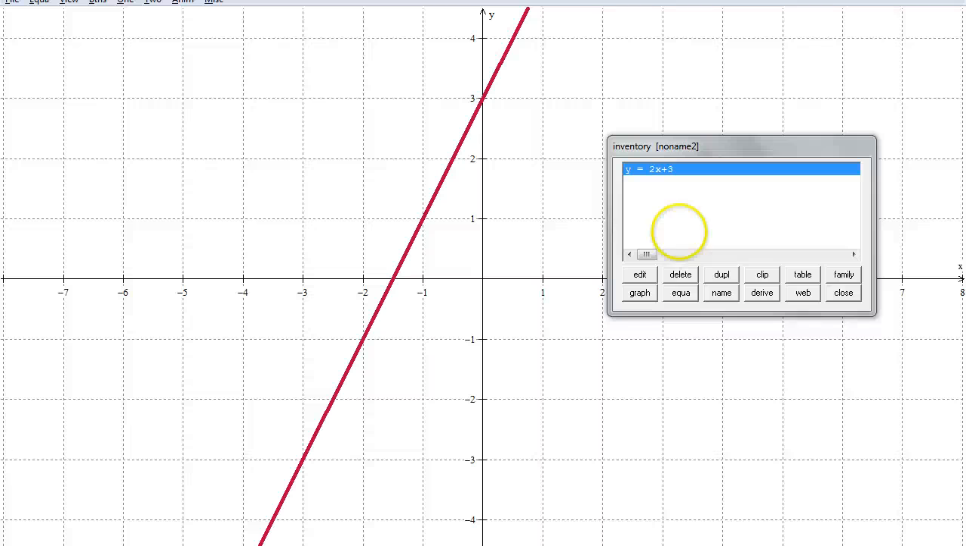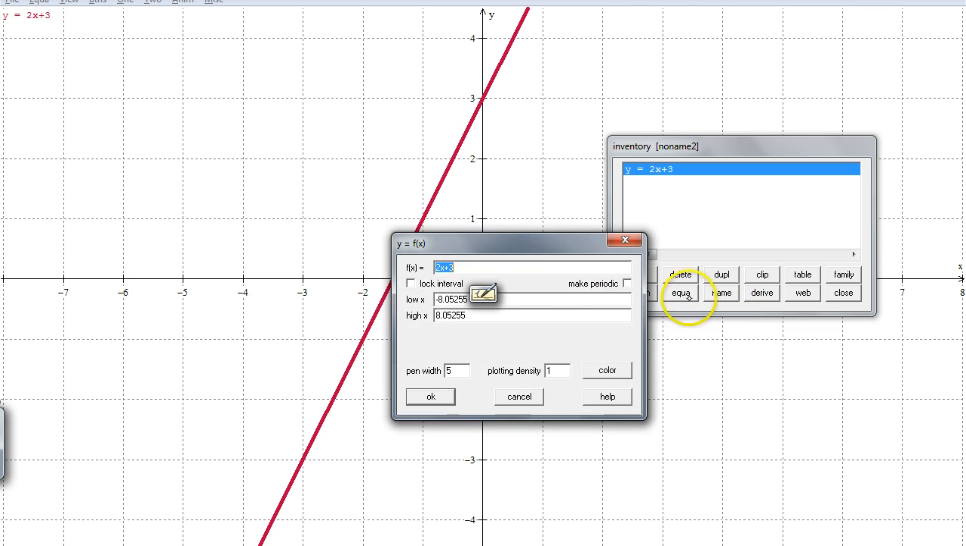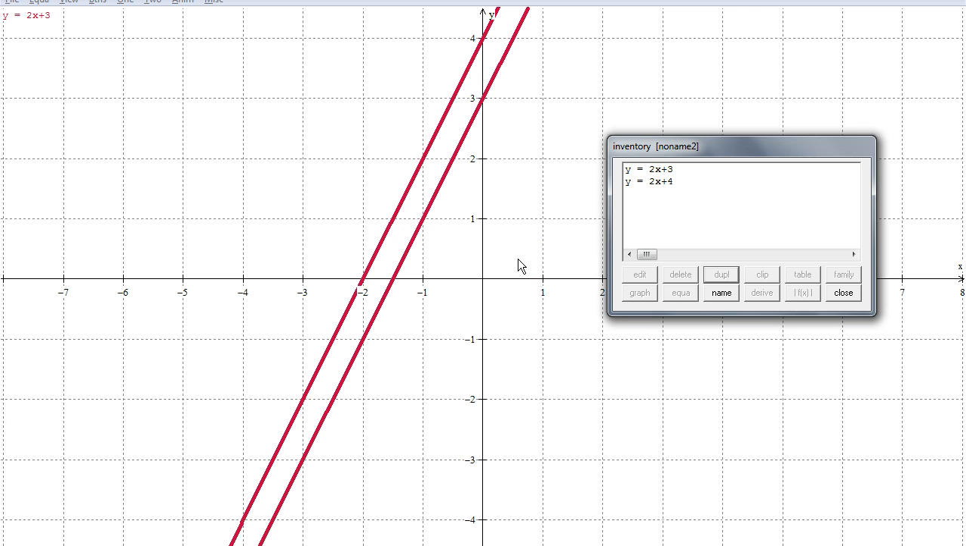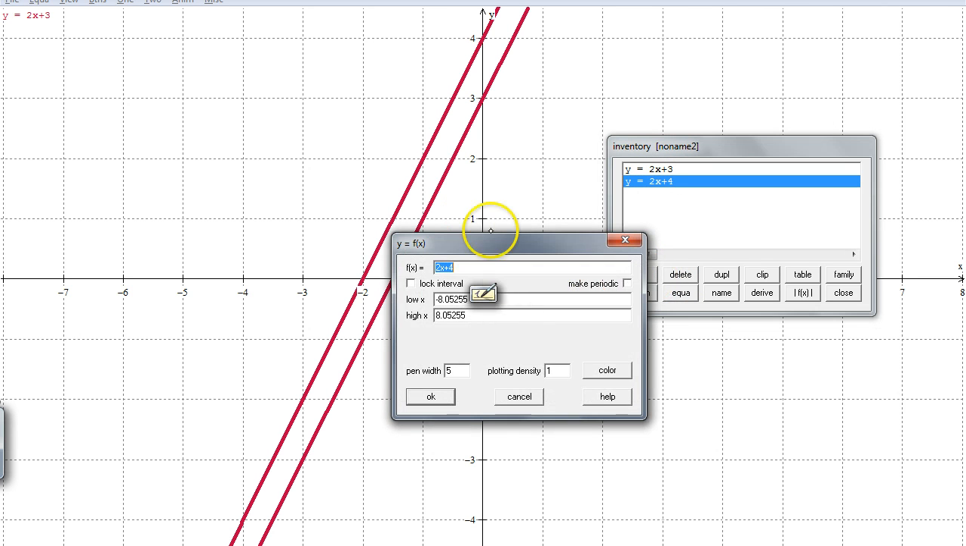Y is equal to 2x plus what? 4, sure. Let me duplicate that one. There you go. Everything else is the same, the slope is the same, you just change the 3 to 4. You can see that the two lines have the same slope, right? Let me edit this and move it down a little so they're not so close.